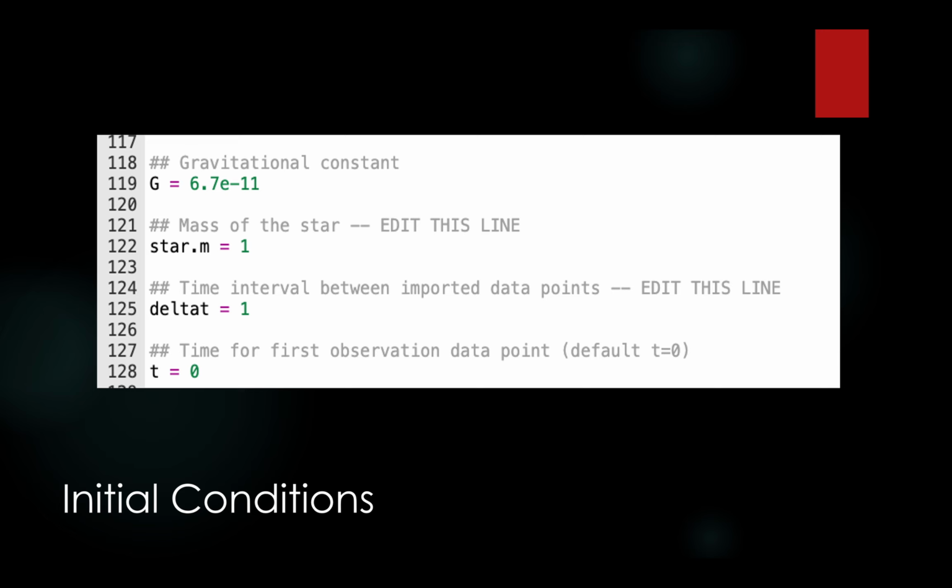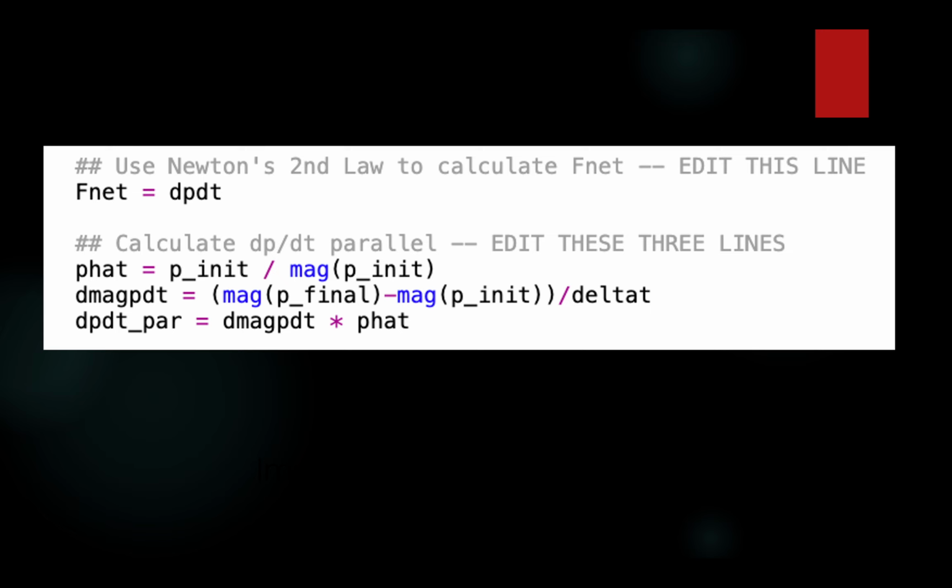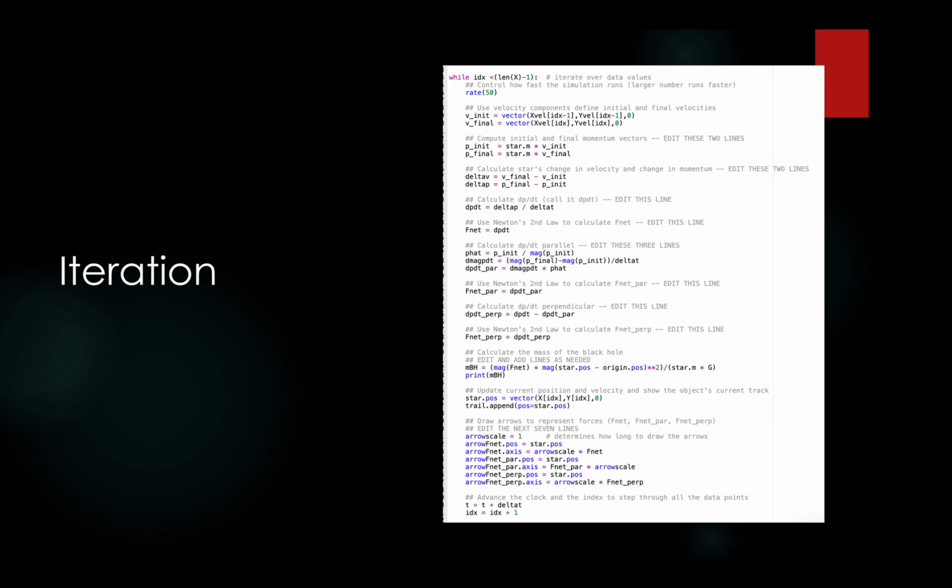Alright, the initial conditions, right? We got to define the gravitational constant, the mass of the star, the delta, and the initial time. We're going to start time at 0, because we want to go from 0 to whenever the simulation is over. Just makes it easier. Delta is 1, and the mass of the star is going to be 1 to make everything easy. We're also going to use this dp/dt, as you'll see in the next slide, is defined to calculate the F net, and then this is calculating our p hat here. So these are some of those parallel component that's important.